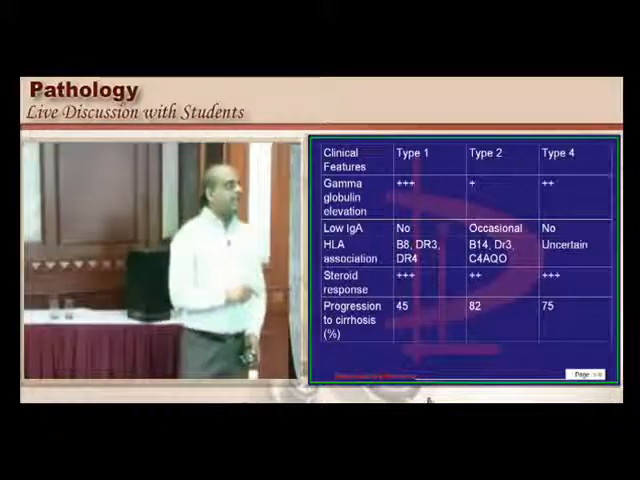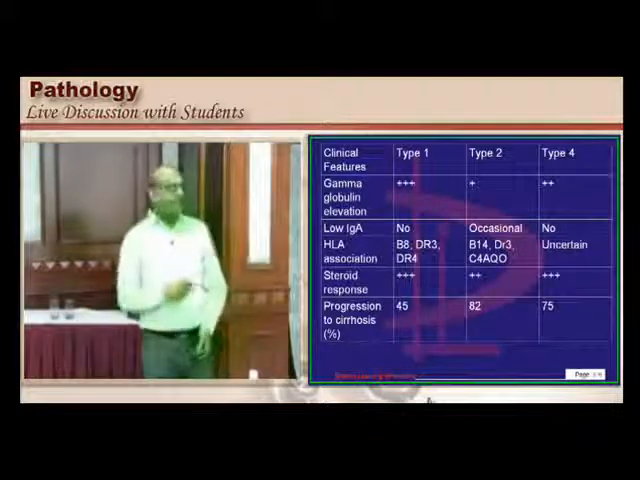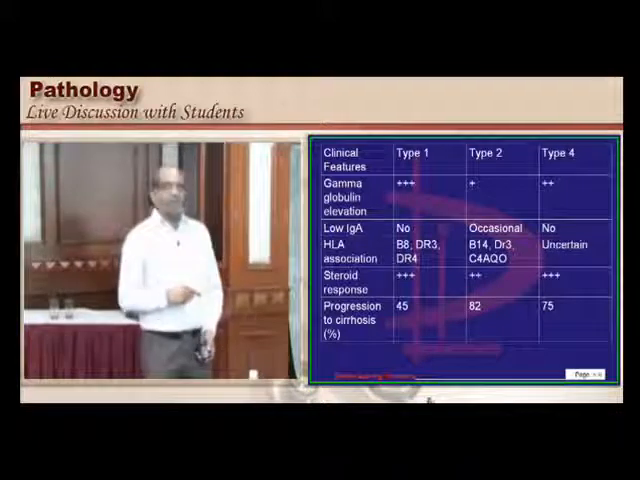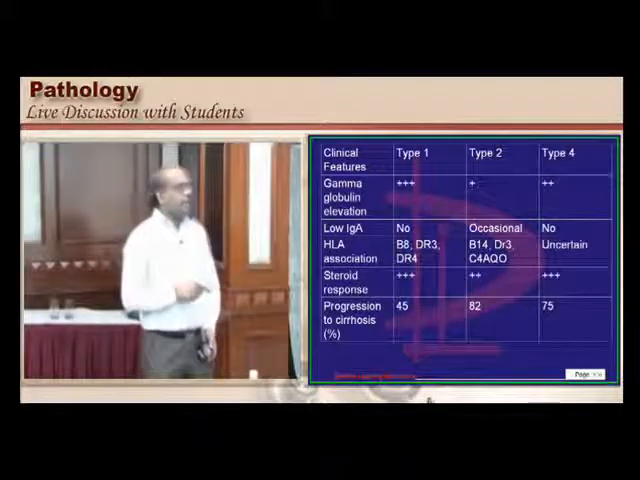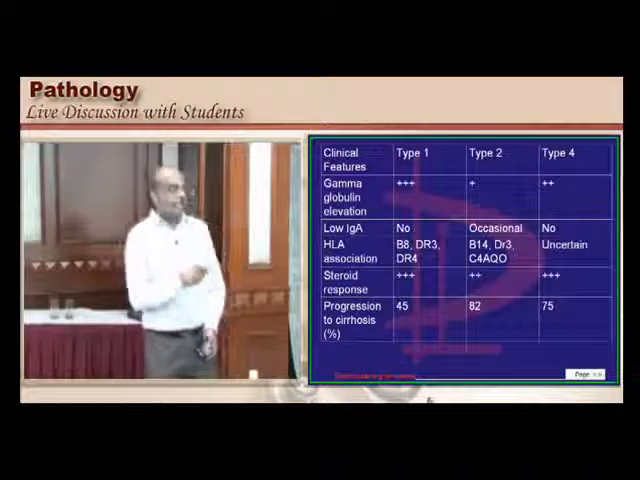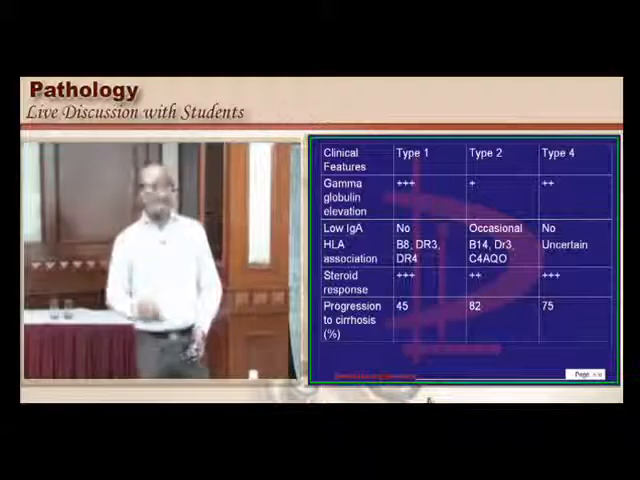Low IgA is a feature which is found occasionally in type 2, not in type 1 or type 3. And similarly, HLA association is also different. And if you look at steroid responsiveness, a very good response is there in type 1 and 3, but type 2 has a poor response, though it is occurring in the pediatric population. That is a sad story.